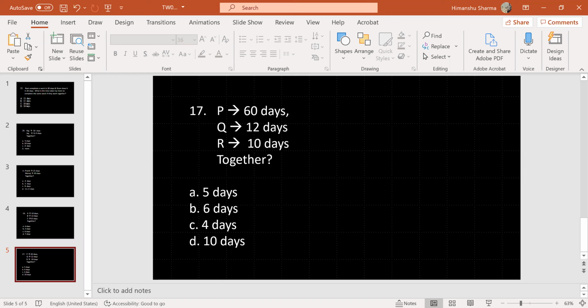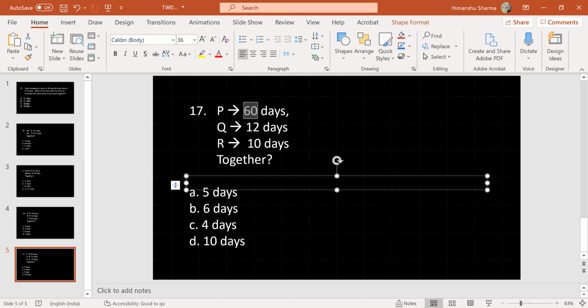Now, sir, 60, 12, and 10. Can I say 60 is a multiple of 12? Yes or no, people? And 60 is a multiple of 10 also. So LCM of 60, 12, and 10 is nothing but 60, which means P is doing 1 unit per day. Am I right? Q is doing 5 units per day. R is doing 4 units per day. Sir, 1 plus 5 is 6 plus 4 is 10. If they do 10 units in one day to complete 60 units, they'll take 6 days. So answer is option B. Clear, all of you?